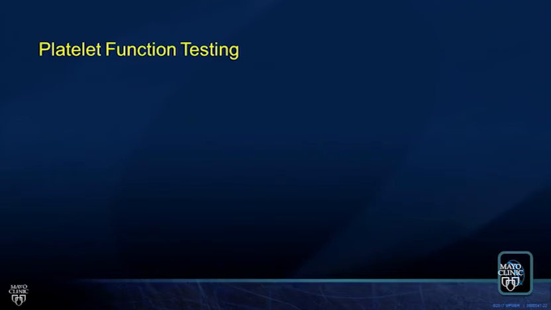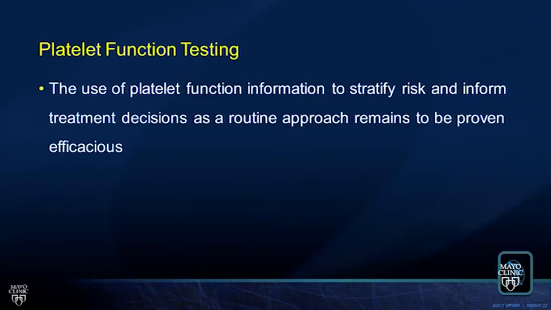High platelet reactivity was also independently correlated with a 1-year definite and/or probable stent thrombosis and MI in that trial. In the Trilogy ACS trial, which included patients with both clopidogrel and prasugrel, this finding was not confirmed. So if we distill the evidence, the use of platelet function information to stratify risk and inform treatment decisions as a routine approach remains to be proven efficacious.